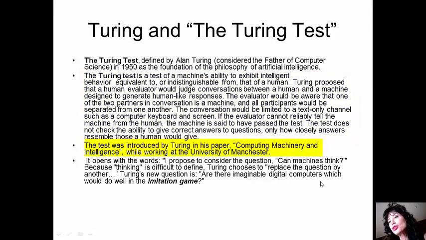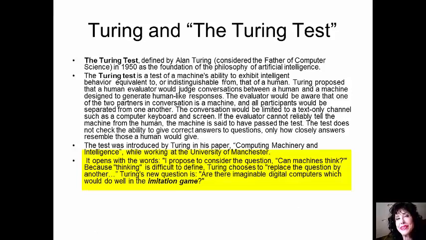This test was introduced by Turing in his paper, Computing Machinery and Intelligence, while working at the University of Manchester. It opens with the words, "I propose to consider the question, can machines think? Because thinking is difficult to define." Turing chooses to replace the question by another. Turing's new question is, are there imaginable digital computers which would do well in the imitation game? And that was the name of a movie that featured part of Alan Turing's life, The Imitation Game.